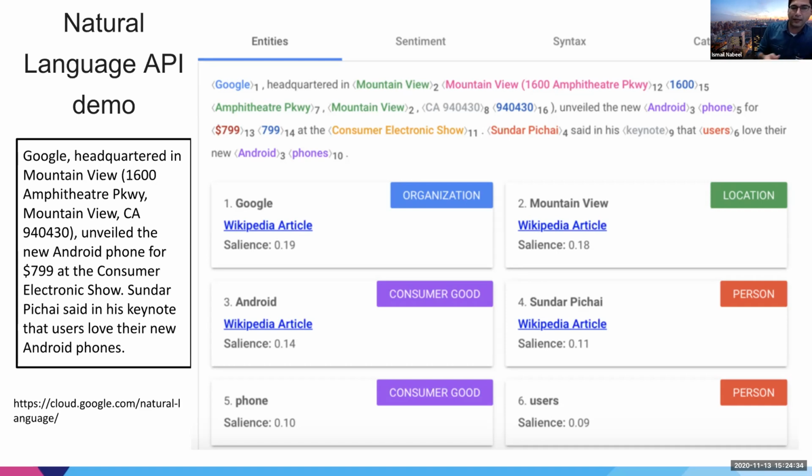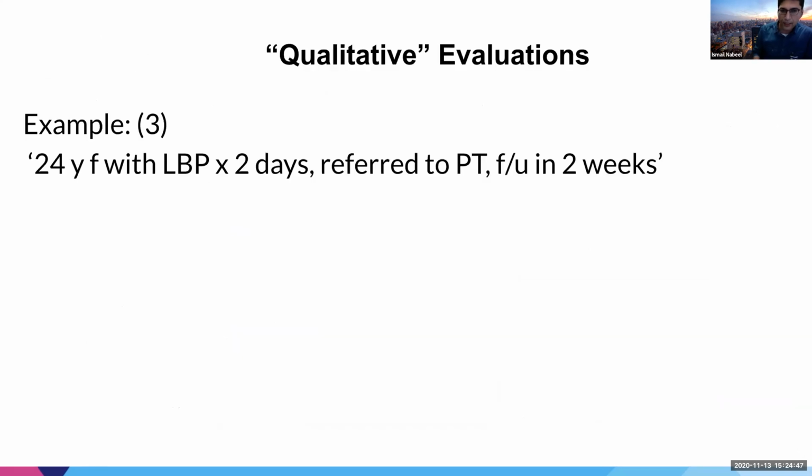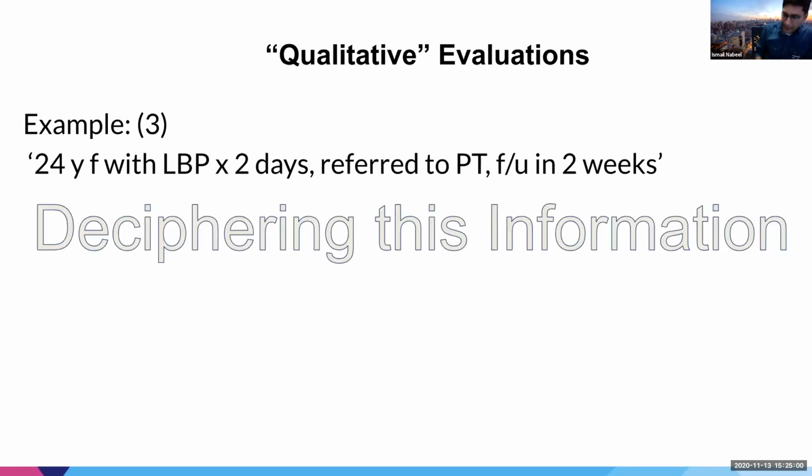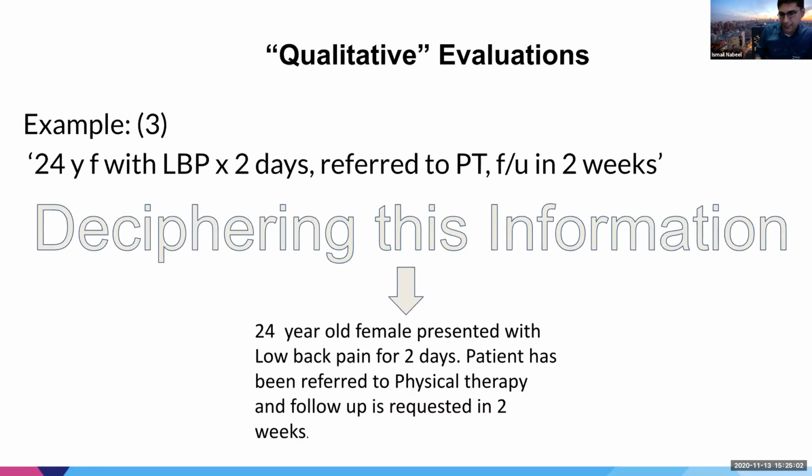In this, on the left-hand side, this particular paragraph has been deciphered by Google, and it says what the paragraph is saying. But if you look at the health evaluation, this is an example of a note written by a physician, which says 24-year-old female with lower back pain referred for physical therapy and follow-ups in 2 weeks. And deciphering that information from a machine is very, very tough or difficult.